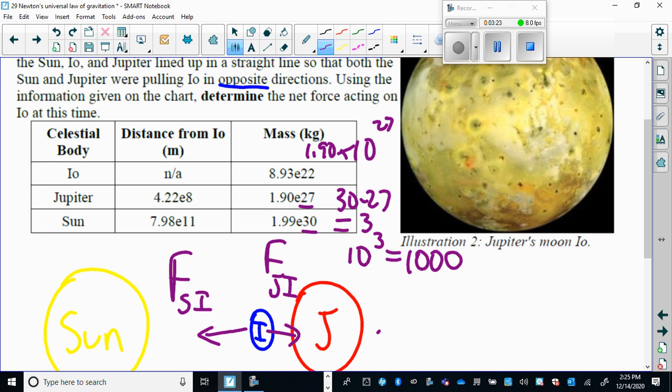But what about the distance? Let's go over the distance. Use that same principle here. 11 minus 8 is 3, 10 to the exponent 3. So the sun is 1,000 times further away from Io than Jupiter is. And since that distance gets squared, we can clearly see that the sun's mass is no match for the great distance that it is away from Io, and Io being so close to Jupiter. So clearly Jupiter's going to win, but by how much?